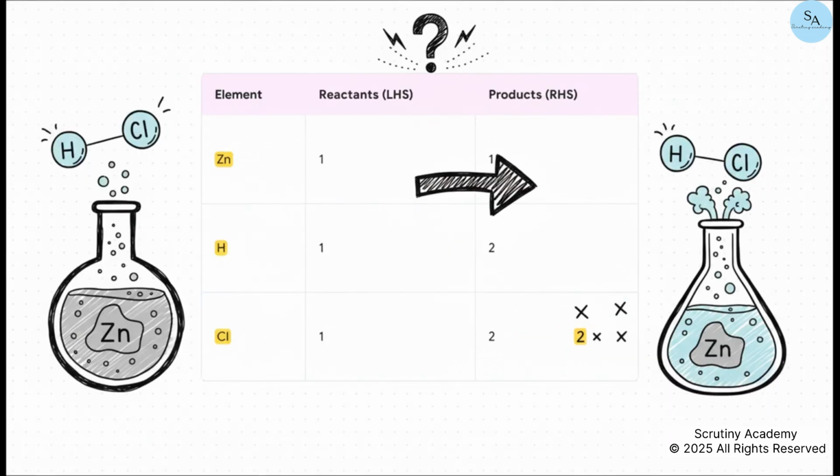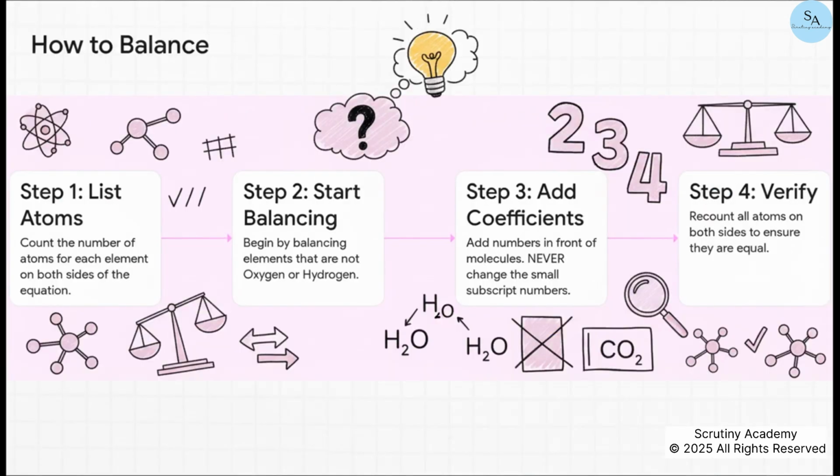Look at this reaction. If we do a quick head count on the left side, the LHS, we've got 1 zinc, 1 hydrogen, and 1 chlorine. Simple enough. But look at the right side. We've suddenly got 2 hydrogens and 2 chlorines. Wait a minute, where did they come from? This breaks our golden rule. This equation is unbalanced.